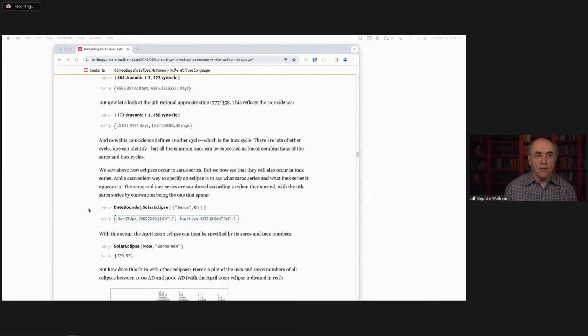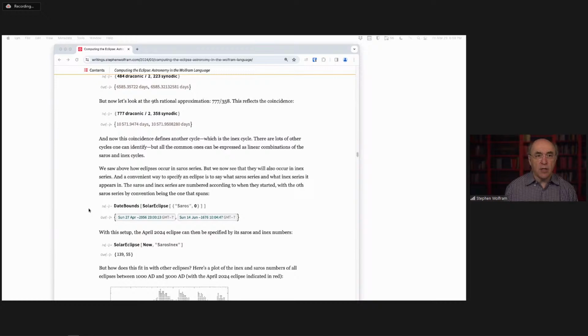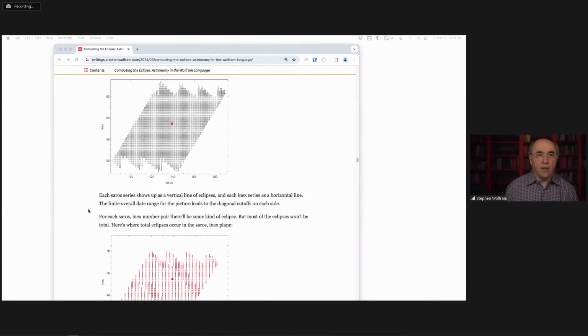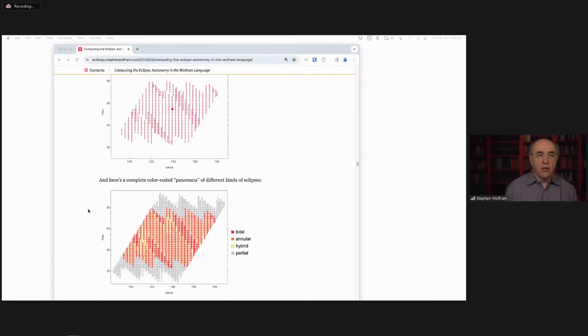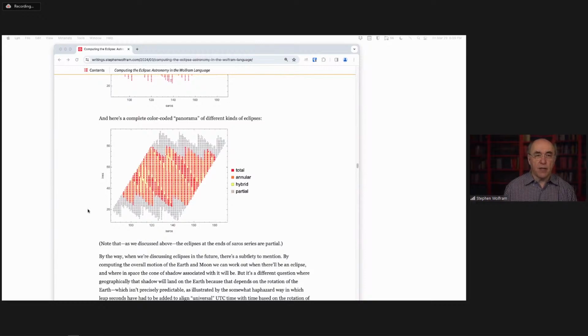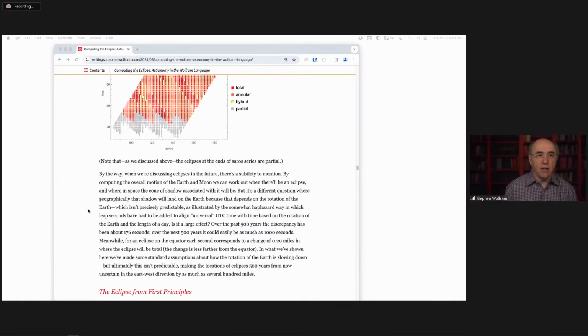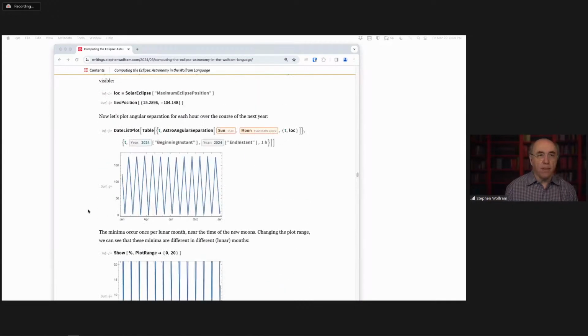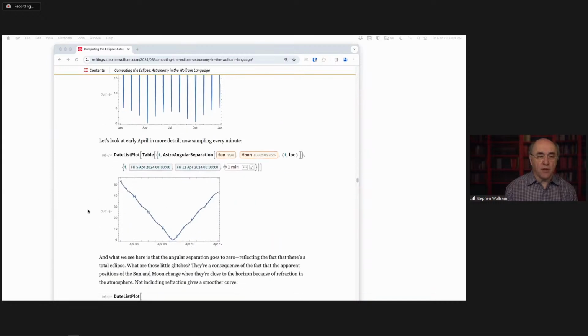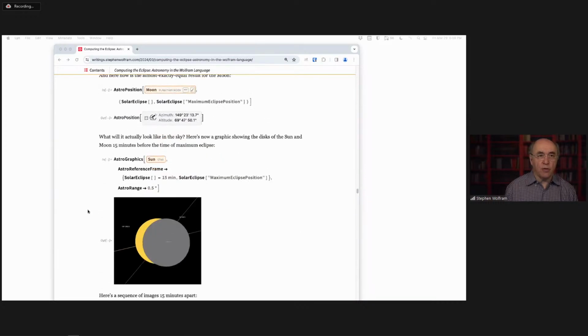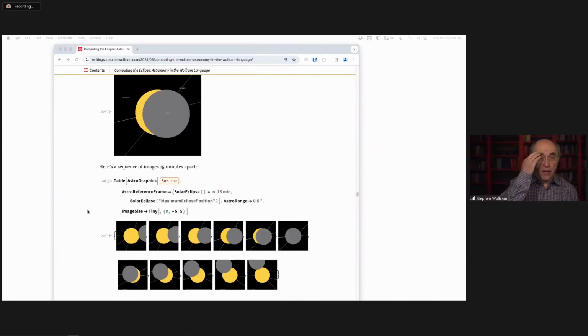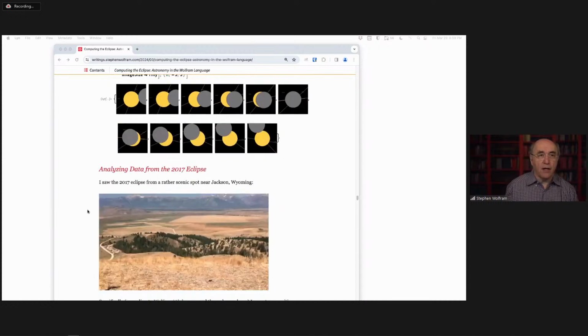We can also derive a more subtle cycle called the Inex cycle that was identified in the 20th century. And then we can make these charts of all eclipses with respect to their Saros number and their Inex number, and that's fairly revealing. We can also just start computing the eclipse from first principles, knowing the positions of the sun and moon and so on, and figuring out for ourselves when they'll line up.